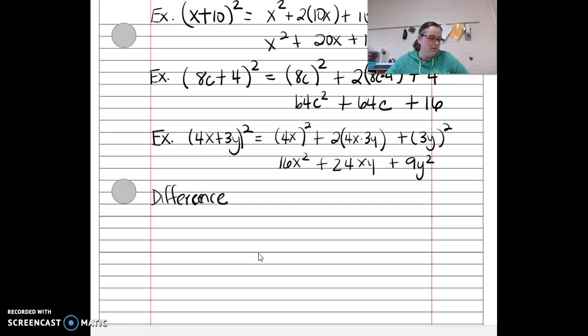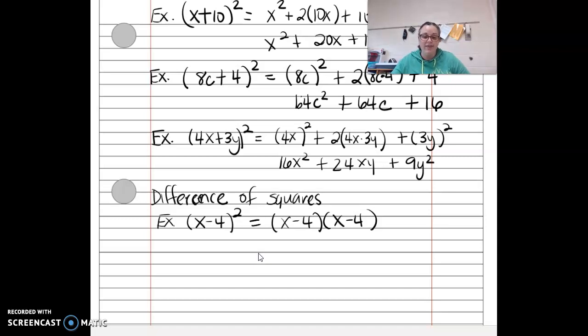Difference of squares. Or square of a difference, I guess we could say. So for example, if I give us the problem x minus 4 squared, we know that x minus 4 squared could be written as x minus 4 times x minus 4. So we're actually squaring a binomial that's got a difference, the answer to a subtraction problem.